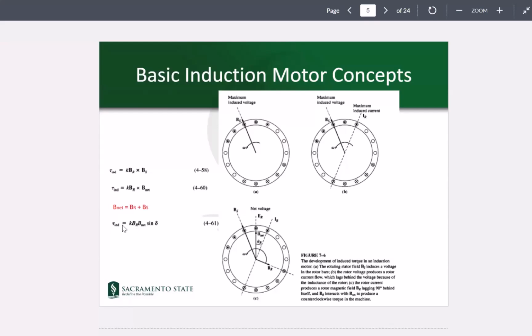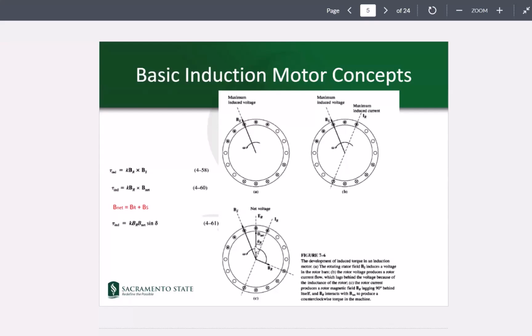Now, if you want to represent tau induced based on equation 460, which is k BR times B net, and the sine between those, this delta would be the sine of the angle between BR and B net. This is now BR, this is B net. So this angle is called delta between BR and B net. This angle, theta R, is called the power factor angle on your rotor, right? The angle between the voltage and the current on the rotor. This is the power factor angle in the rotor.